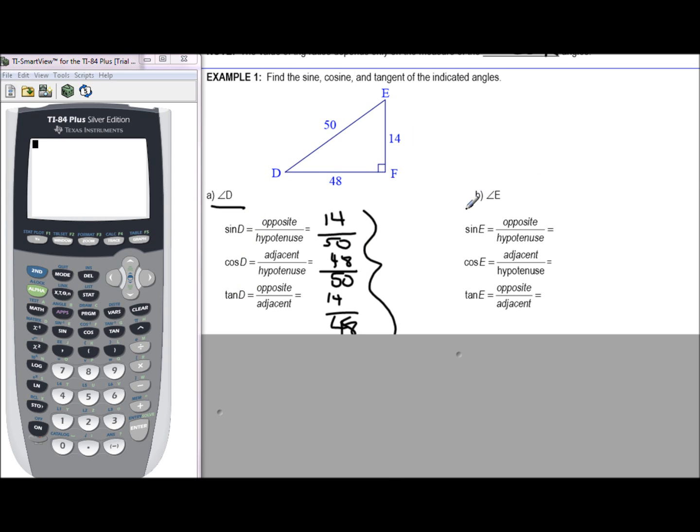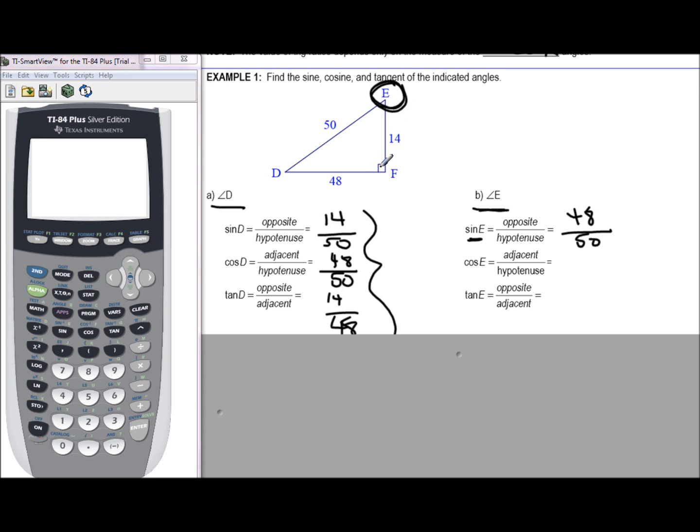So now I'd like for you to try finding the sine, cosine, and tangent ratios using angle E, this angle right here, as your reference angle. Okay, let's start with the sine function. Go ahead and pause the video and see what side is opposite angle E over the hypotenuse of the triangle. Okay, well the ratio you should have gotten is 48 out of 50.